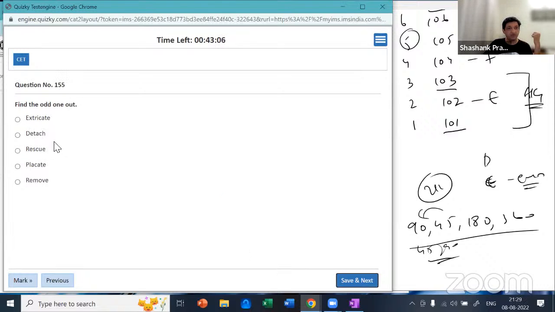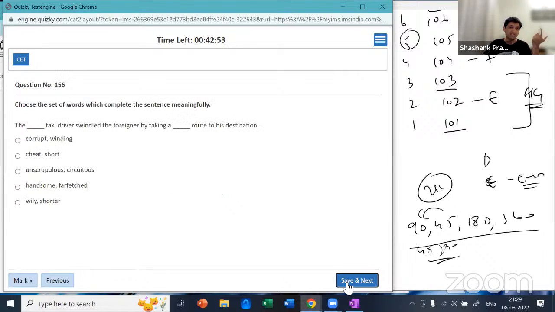Extricate, remove. Rescue, placate, remove, detach. I think placate is the one. Extricate is remove, detach is remove, remove is remove, obviously. Rescue is remove in a way, so it will be placate then.